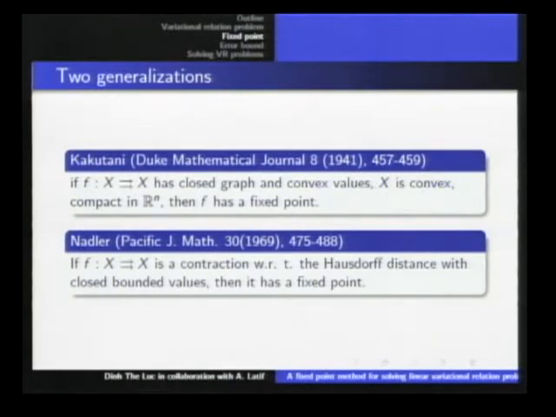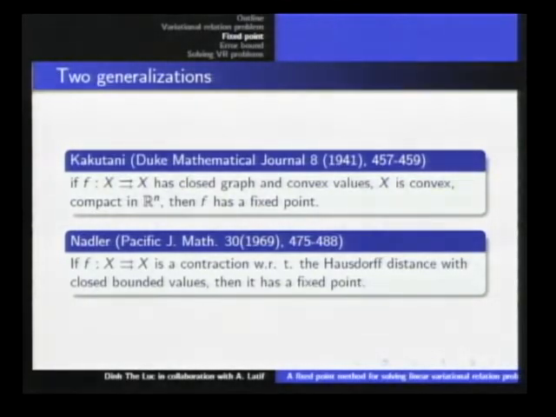I will follow the second generalization. The first one is very famous. The first, the Kakutani theorem, is very famous because you remember that two Nobel Prizes used this theorem, right? Nash and Debreu. And so I told my students, if you want to obtain a Nobel Prize, please apply the Kakutani theorem.